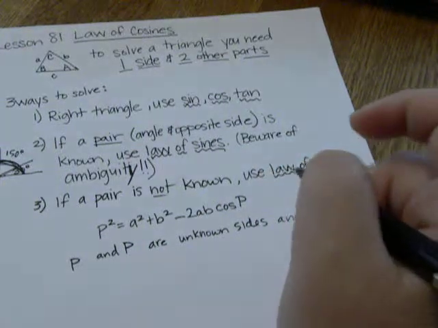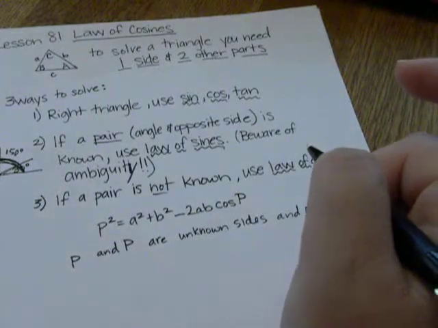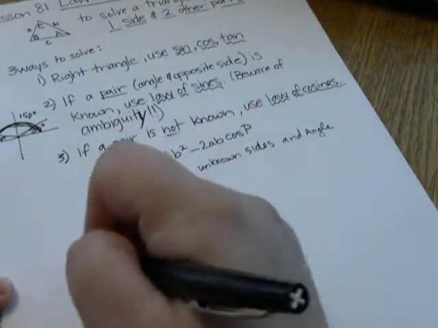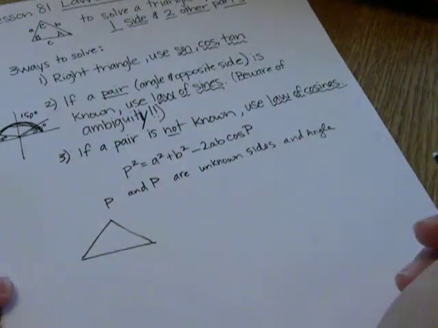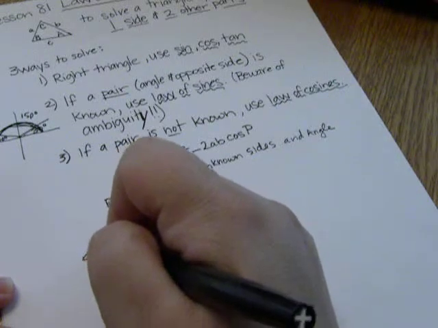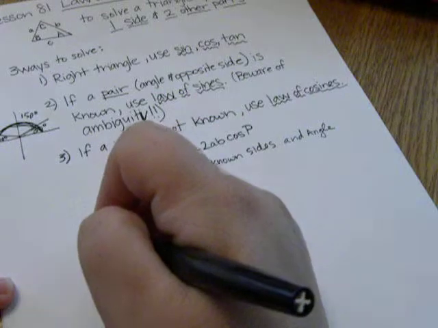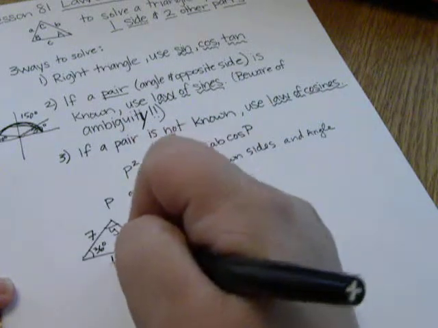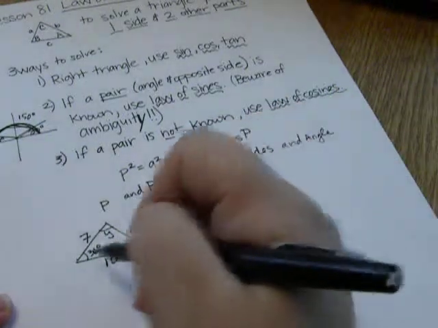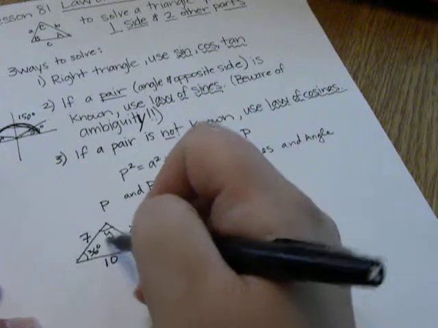So we'll use the law of cosines to try and solve a couple of problems. So first of all, let's look at this triangle. You have a triangle that has angle Y, a 36-degree angle, and angle M. Side X, side 7, and side 10. Okay, so we don't have a pair because 36 goes with X, 7 goes with M, 10 goes with Y.